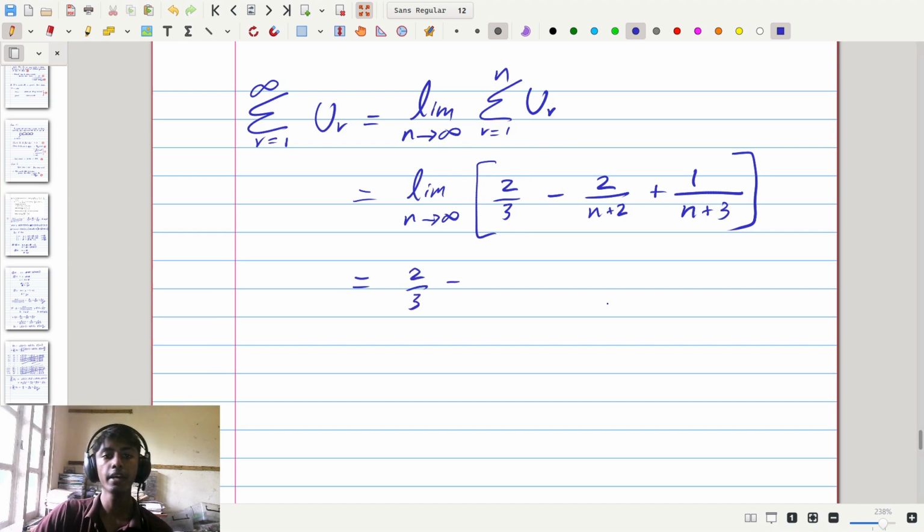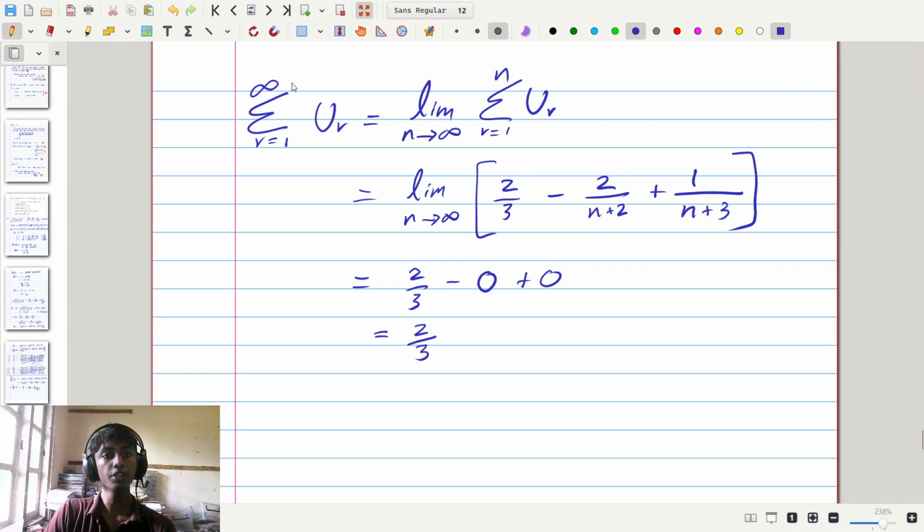The next term is minus 2 over n plus 2, and as n approaches infinity, the denominator here approaches infinity. So therefore we have 2 divided by a very large number, which is going to approach 0. So this term approaches 0. So we have minus 0. Now the next term also has a denominator of n in it, and therefore as n approaches infinity, this denominator approaches infinity, and therefore the whole term approaches 0. So we have another 0. And therefore if we cancel these two, we are left with the sum of 2 over 3.